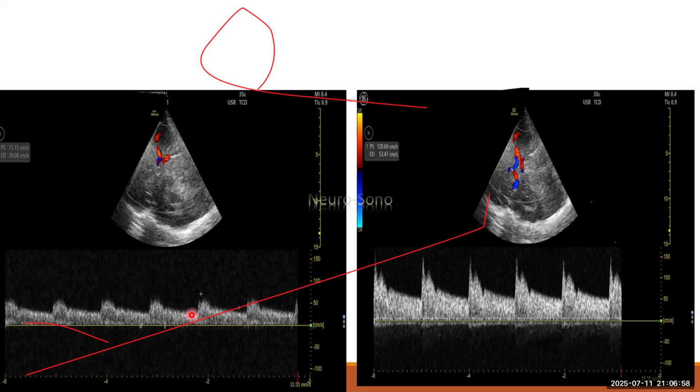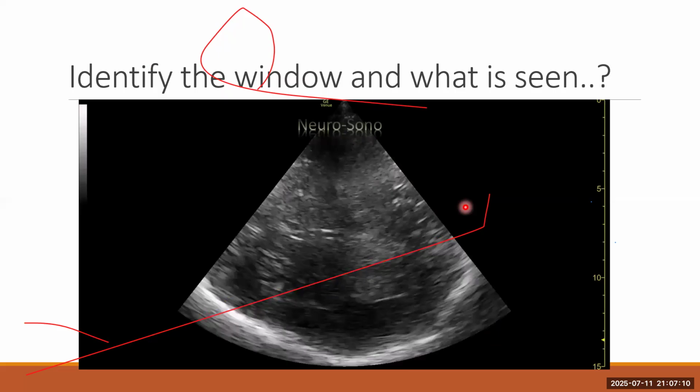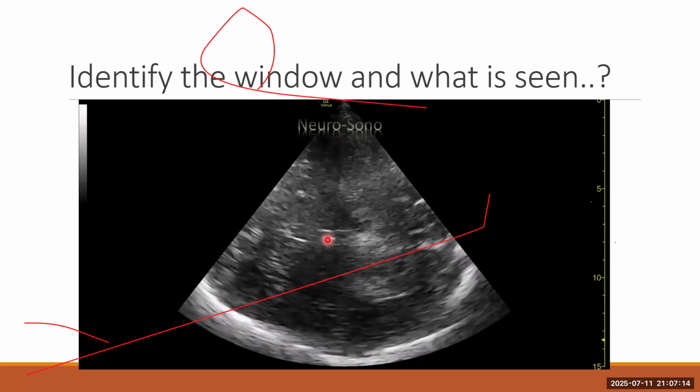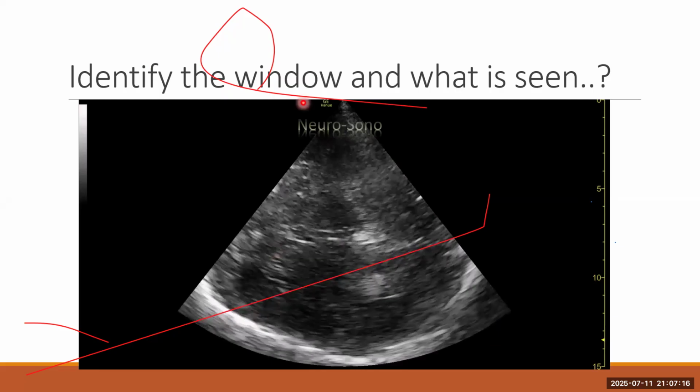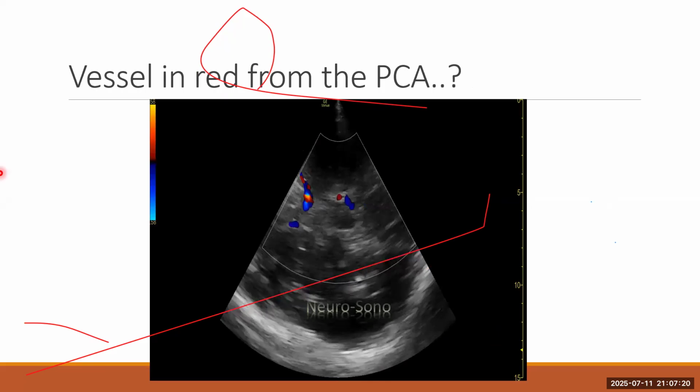The thing which we need to note is the difference between the anterior circulation traces and the posterior circulation traces. That's the whole reason why I put up this window. This is probably something very basic. This is a transtemporal window. We can see the third ventricle. So the vessel in red is from the PCA.